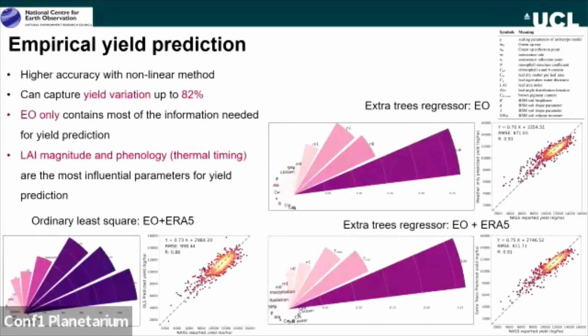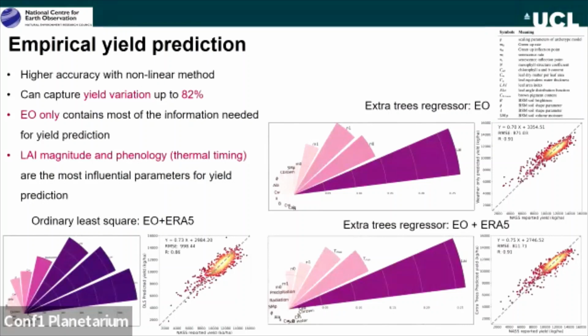Since there's a very strong correlation between the parameters and yield, we did a simple empirical yield prediction model. One is the ordinary least squares, which is a linear regression model, and the other one is the Extra Trees regressor. It's very similar to the random forest, and as expected, the nonlinear one got better accuracy, with an R value around 0.91, which explains the yield variation around 82%.